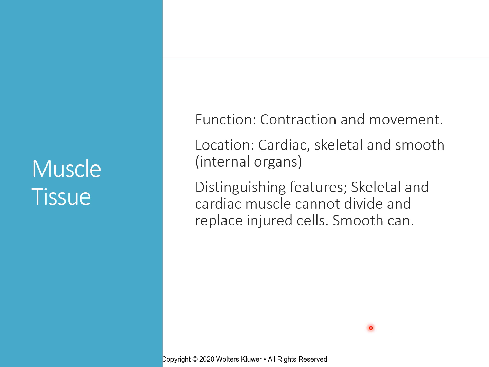Okay. A major distinguishing feature of muscle tissue, especially skeletal and cardiac muscle, is that it cannot divide. So if you injure muscle tissue, it doesn't do what epithelial tissue does and just produce more cells. We don't replace those injured cells. Okay, so we need different mechanisms to repair injury within skeletal and cardiac muscle. Smooth muscle, on the other hand, can replace itself.